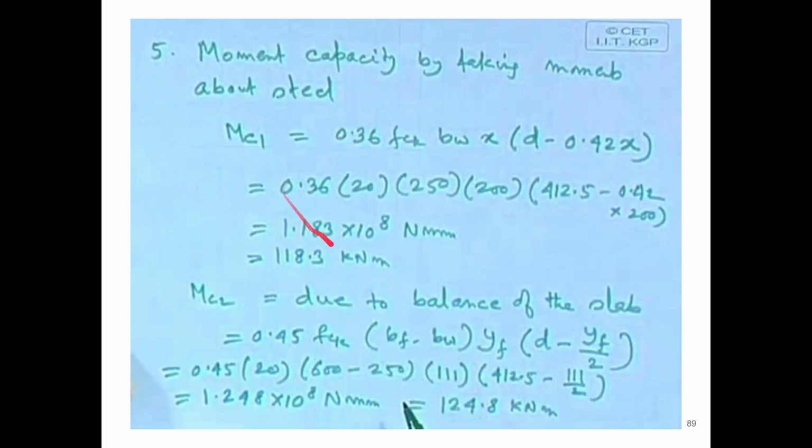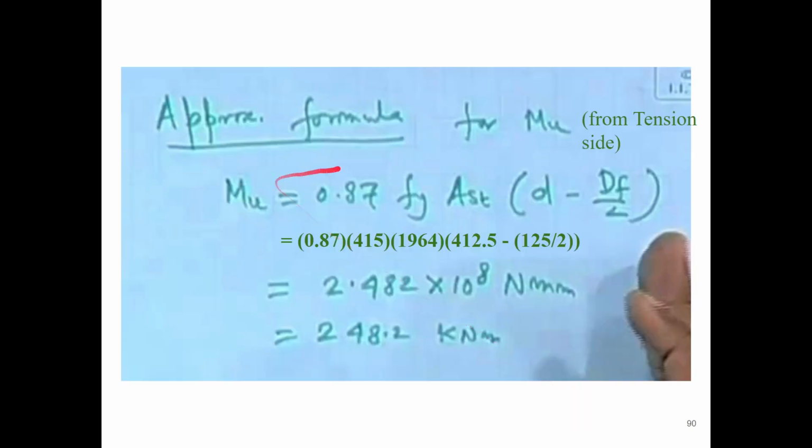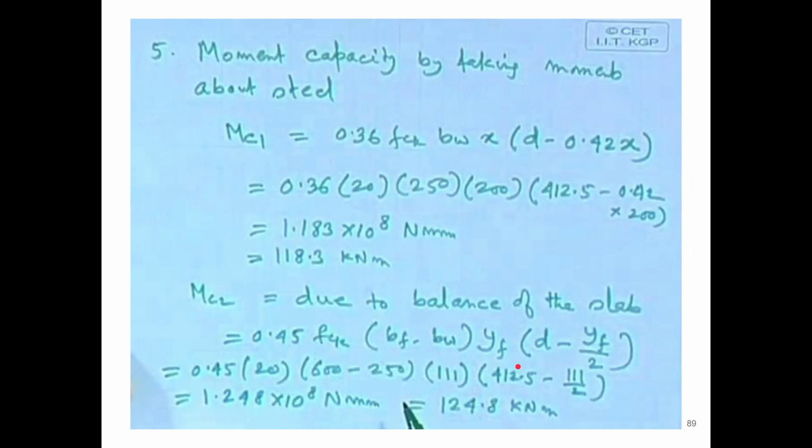So from the concrete side, we find that the actual moment carrying capacity is 243.1, and the approximate formula from tension gives 248.2. So the minimum, if we take it, is 243.1 kilonewton meter. That is the moment carrying capacity of the T section given. So with this we will come to the end of today's lecture, this week's lecture.